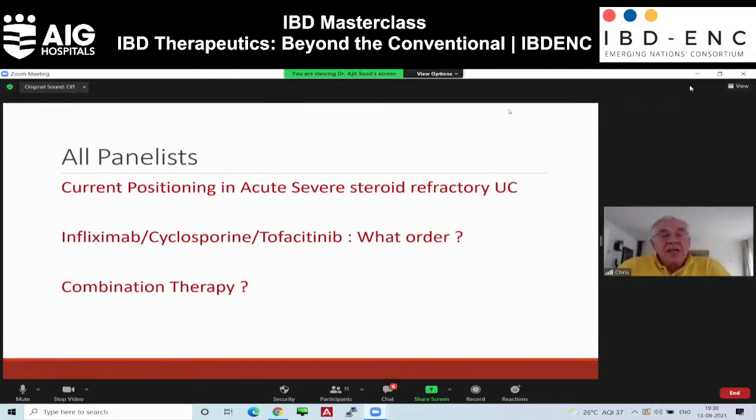Okay, so in general, in very severe acute steroid refractory patients, there's still the choice between cyclosporine and Infliximab. In the Netherlands, the industry is now saying cyclosporine has never been registered for this, so you behave very dangerously. But okay, I see that the majority of younger gastroenterologists now move to Infliximab.